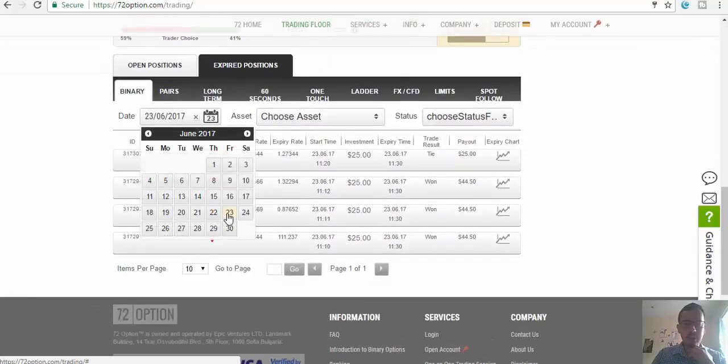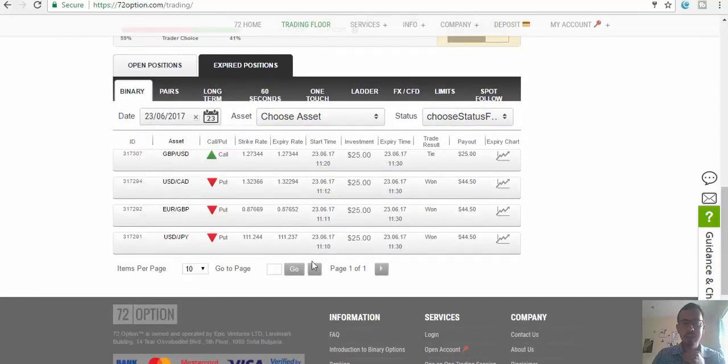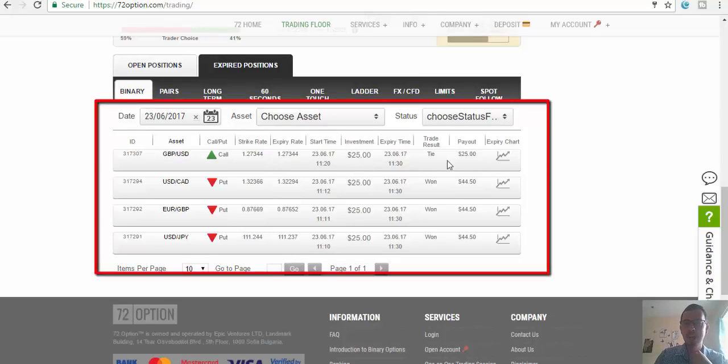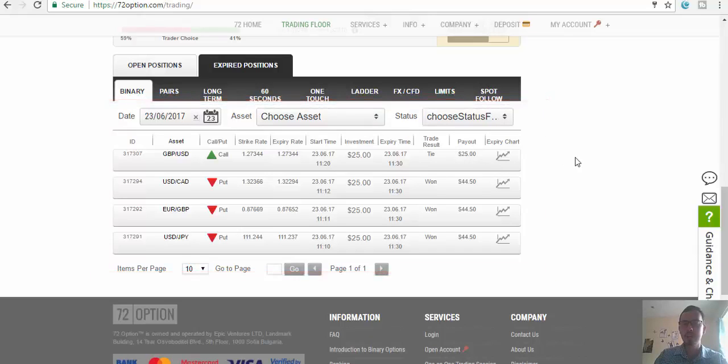Okay, so these are the expired positions, guys, for today. We got 4 positions. Interestingly, we get 1 tie and 3 wins. You see this one, GBP USD, this one was a tie. Let's just take a look. The entry level price was 1.27344, and it ended up at 1.27344. So we got a tie. When you get a tie, guys, you get your investment money back. We invested 25, so we get 25 back.